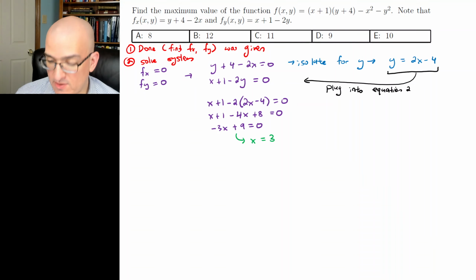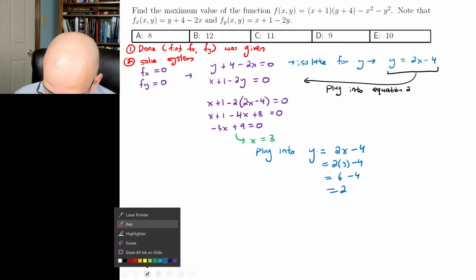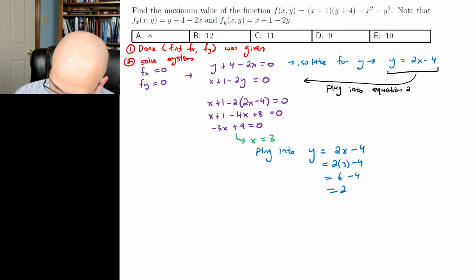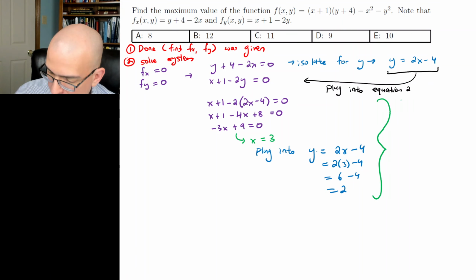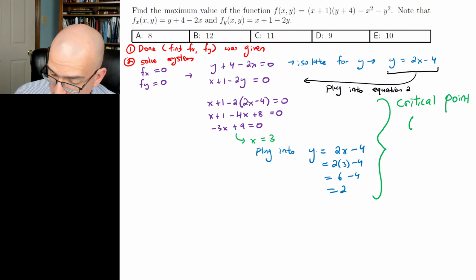Now we need the y value. y is equal to 2x minus 4. So 2 times 3 minus 4, 6 minus 4, which is 2. And that tells us our critical point. We only have one of them. It's 3, 2.